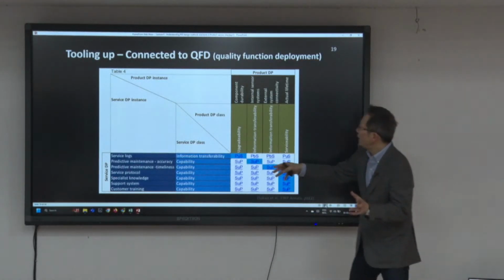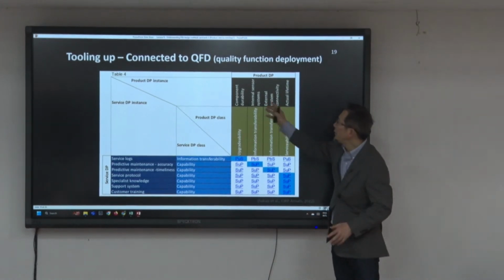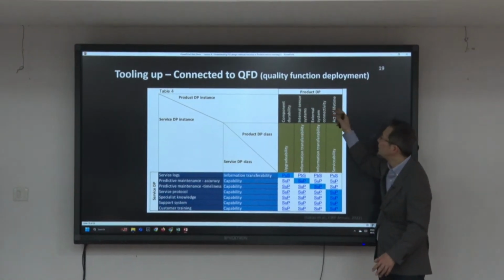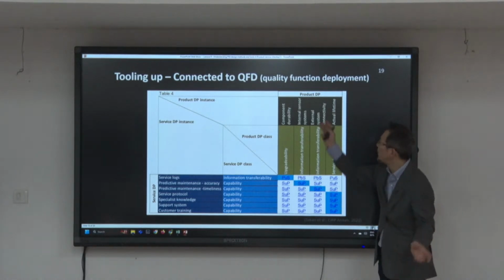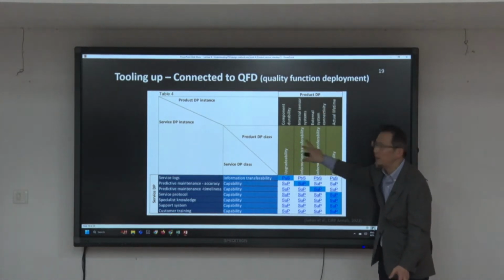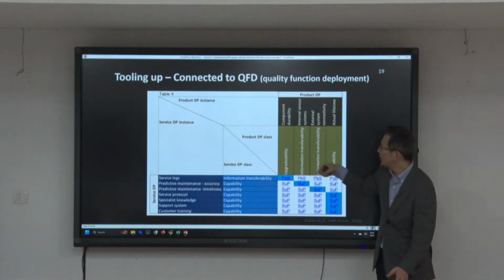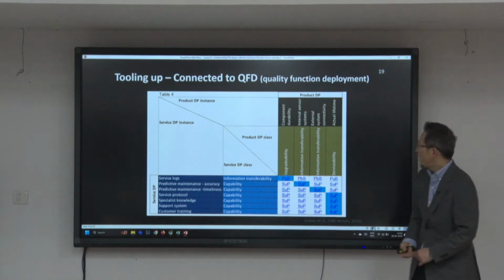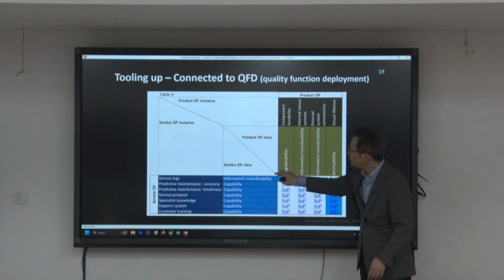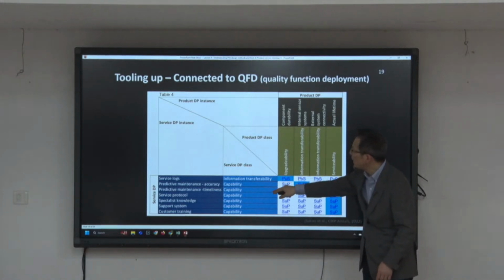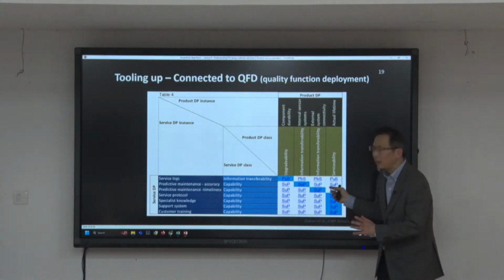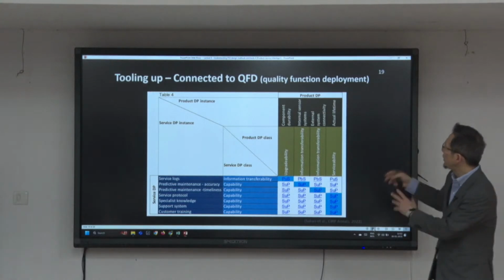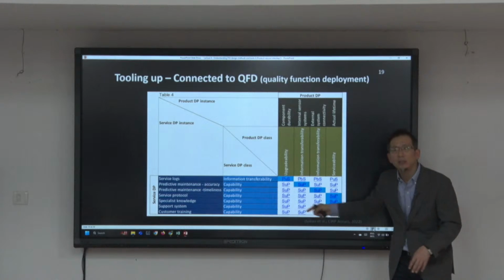The same task applies to the product. You describe the product design parameter instances, the specific concrete design parameters of the product in your PSS, and then choose the design parameter class, one of the alternatives that you see in the Excel file. Once you have chosen the service design parameter class and product design parameter class, then the possible relations between the product and service will be indicated in this matrix.